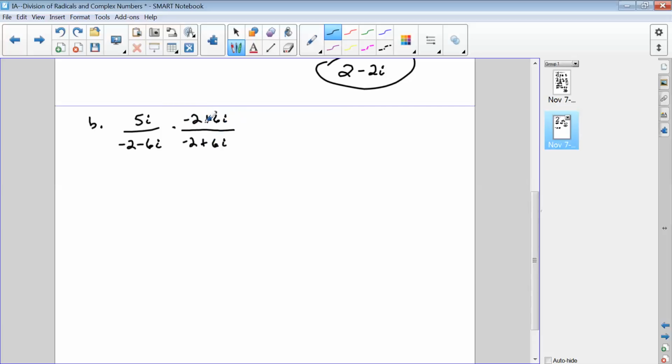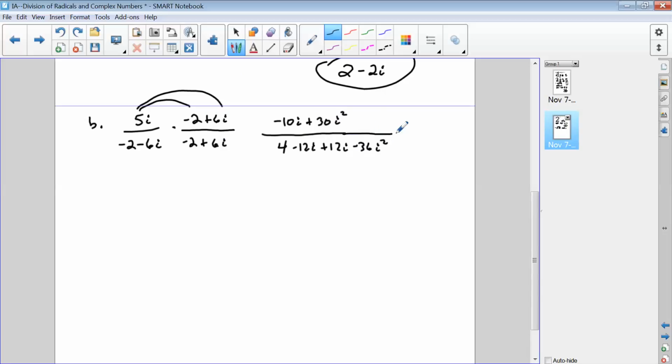Because remember, what is negative 2 plus 6i divided by negative 2 plus 6i? It is 1, and multiplying by 1 does not affect the problem. So I'm going to multiply the numerator by both terms. So that's going to give me negative 10i and 30i squared, all divided by, multiplying by the conjugate, so negative 2 times negative 2 would give me 4. That'll give me negative 12i and a positive 12i and a negative 36i squared.